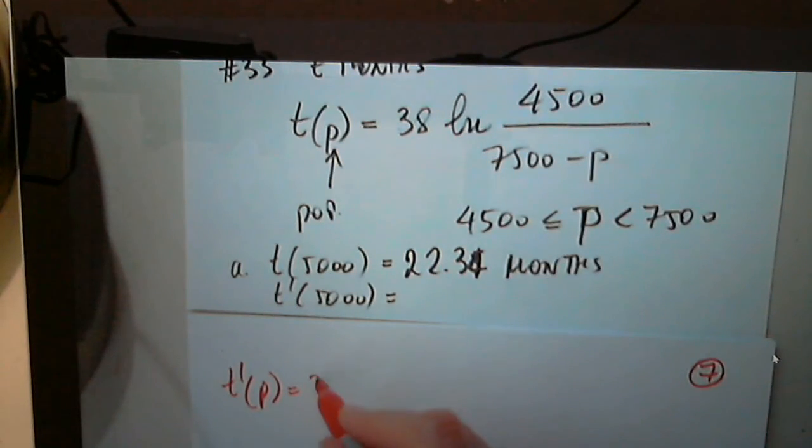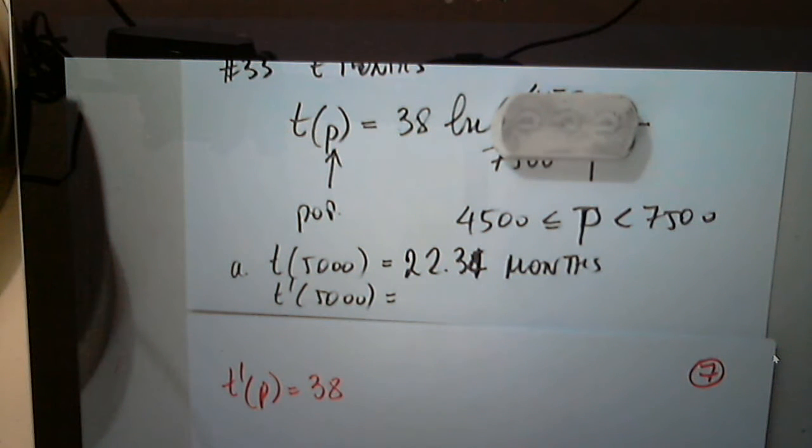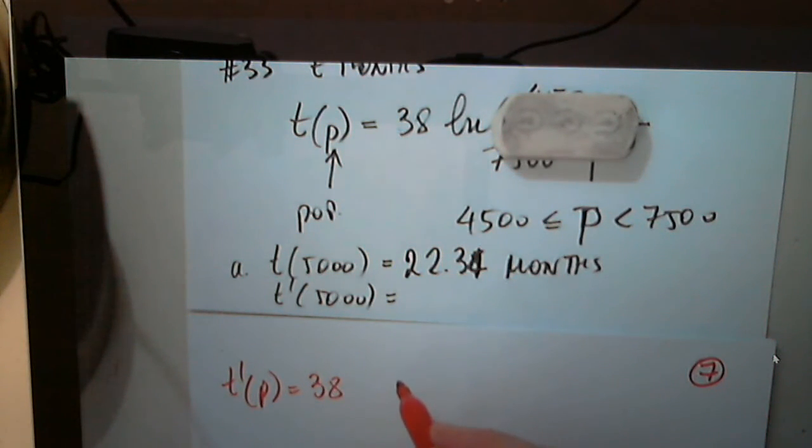38 is a constant. Same thing. I have a constant times a function. How do I differentiate this? How do I differentiate natural log? 1 over the function times the function product. Very good.